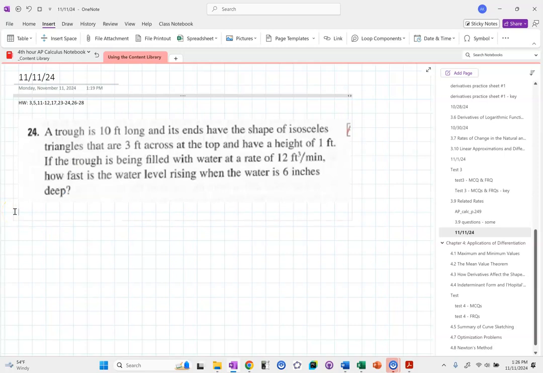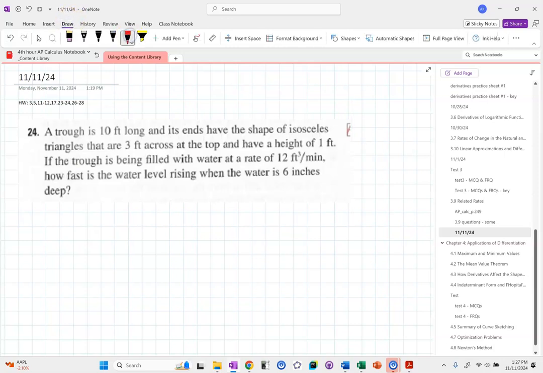All right, 24. It says a trough is 10 feet long, and its ends have the shape of isosceles triangles that are 3 feet across at the top and a height of 1 foot. If the trough is being filled with water at a rate of 12 cubic feet per minute, how fast is the water level rising when the water is 6 inches deep?